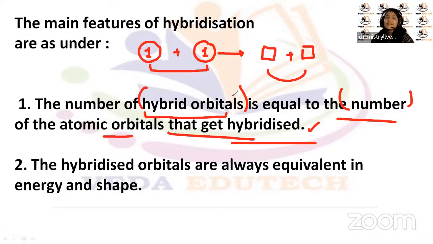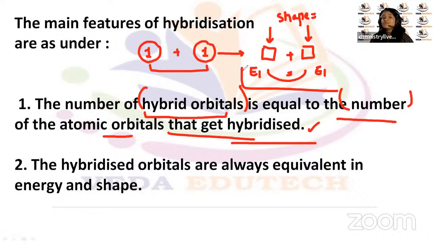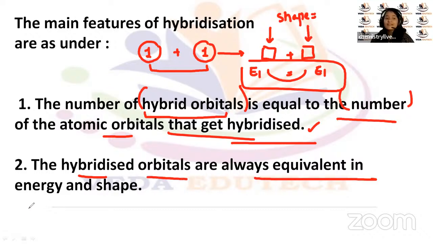What is the second thing? If this is square in shape, this is also going to be square in shape. That is just for assumption, they are not actually square in shape. They are always equivalent. If this energy is E1, then this energy is also going to be E1, and their shapes are also equivalent. This is the second point: the hybridized orbitals are always equivalent in energy and in shape.